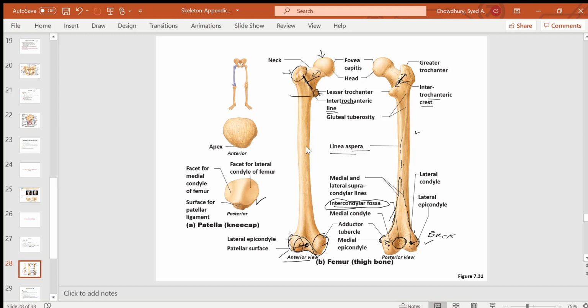Okay, and in this bone there is a tiny foramen here for the nutrient blood vessels. This is called nutrient foramen. Okay, in the middle of the shaft. So blood vessels, nutrient blood vessels pass through it.